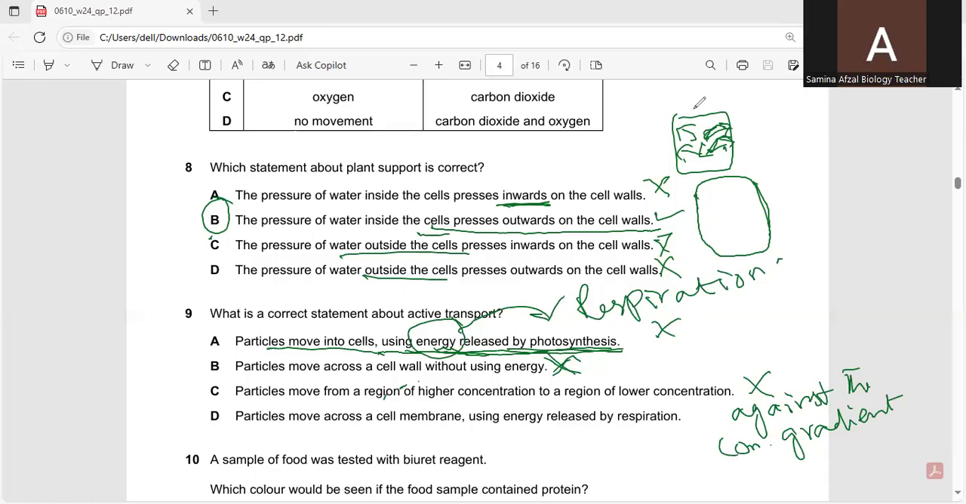Particles move across a cell membrane using energy released by respiration, the energy which is produced as a result of respiration. So D is the correct option. It is the movement of molecules from a region of lower concentration towards a region of higher concentration, against the concentration gradient, by using energy produced as a result of respiration. So D is the correct option.